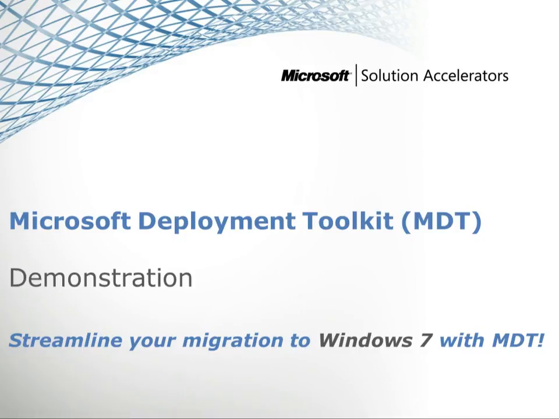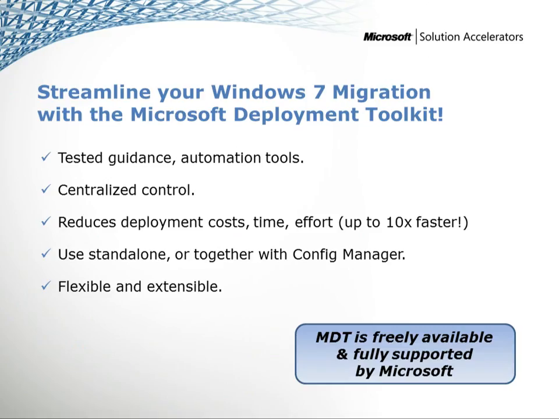In part 1 of this demo series, we showed how you can use the Microsoft Assessment and Planning Toolkit to quickly assess your hardware readiness for the Windows 7 operating system. In this demo, we'll use the automated tools in the Microsoft Deployment Toolkit to quickly and efficiently deploy Windows 7 across your organization. The Microsoft Deployment Toolkit, or MDT for short, comes with some great features to help streamline your migration to Windows 7. First, MDT has both tested guidance and built-in automation tools for deploying Windows 7.